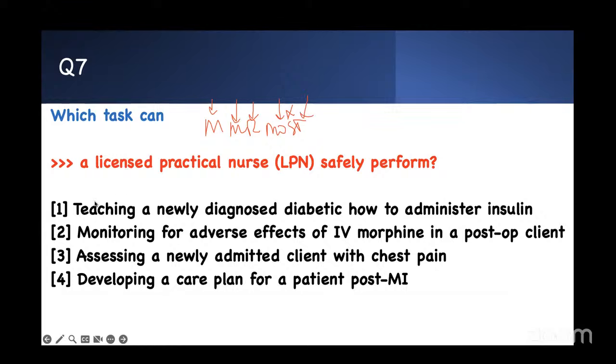Therefore, I see teaching. I never said teaching in this. The T is tube feed. I see monitoring, I'm picking it. I'm not even reading the rest of it. So far, I see monitoring, assessing, I'm out of it. It's not part of the nursing process for an LPN. And developing is not part of it. Therefore, the best answer for this question is what? Monitoring for adverse effects is the key.